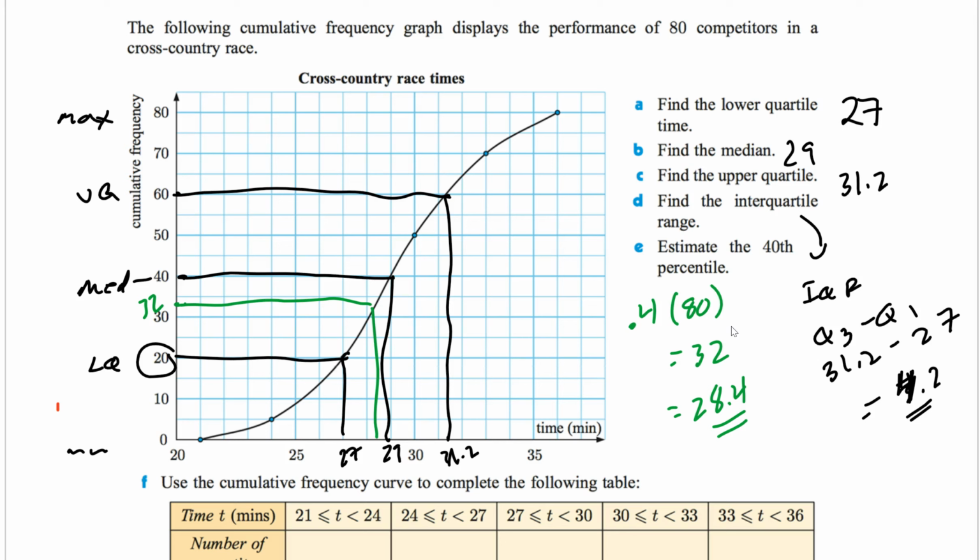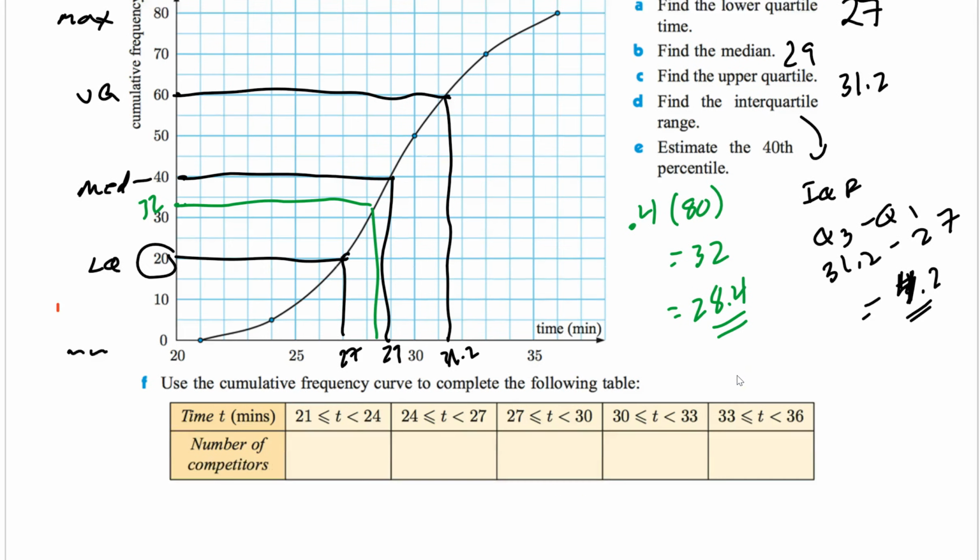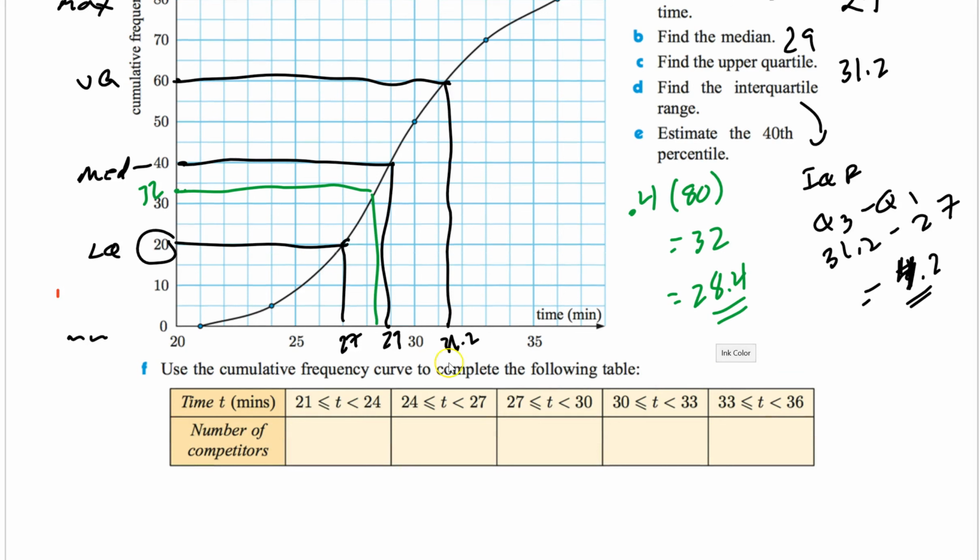If they would have said top, I would have done it a little differently. I would have gone from the 80. So if they would have said top, I would have gone 32 down and gone across. But they just said percentile. Now the last part of this that people have a hard time with, for some reason, is this right here.